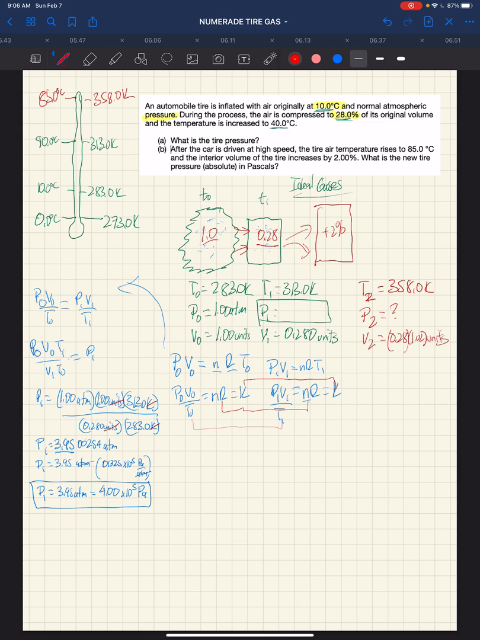Now, of course, it will come as no surprise that P2V2 is going to be nRT2. And solving for the constants, P2V2 over T2 will be nR. That will be a constant. Again, it will be the same constant for the other cases. So we could do this one of two ways. We could ask ourselves to, just to move from this one to this one, set these two equal to each other, or we could set the initial one to the final one.